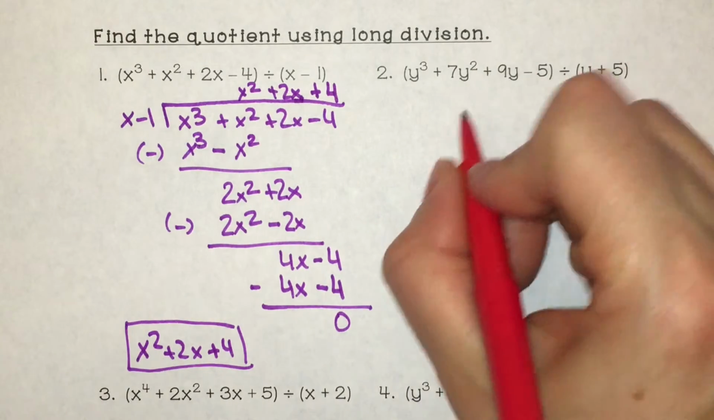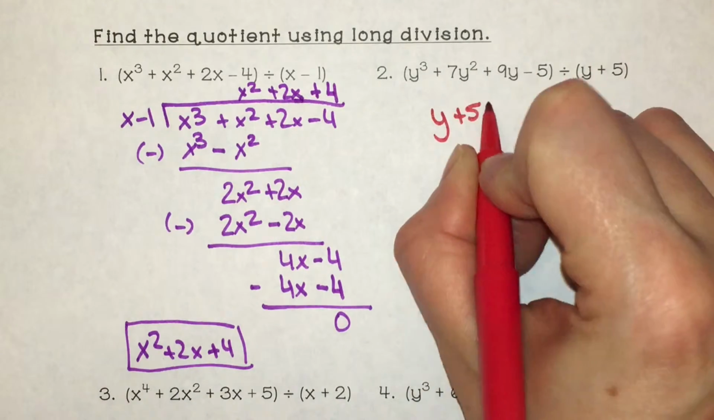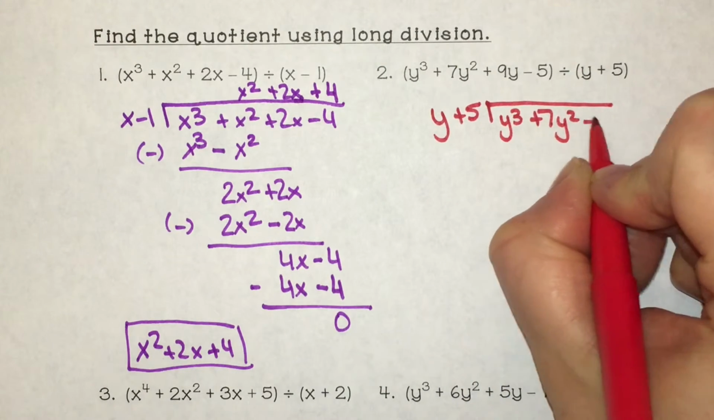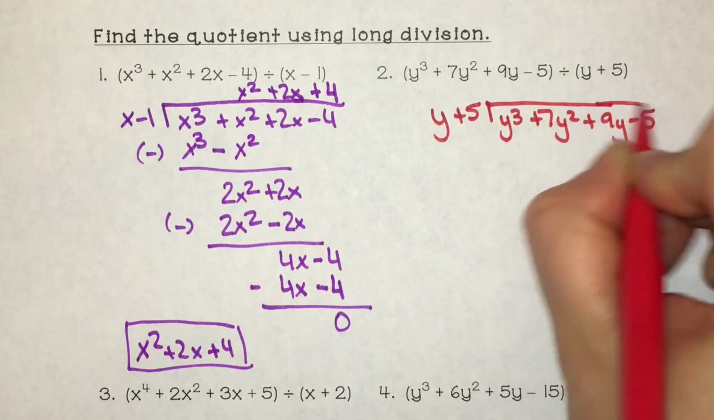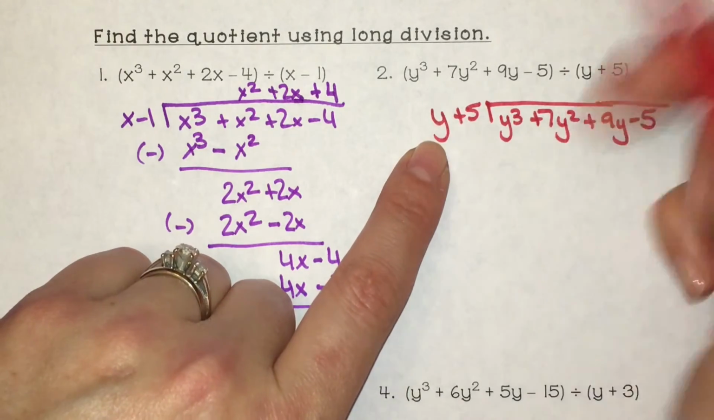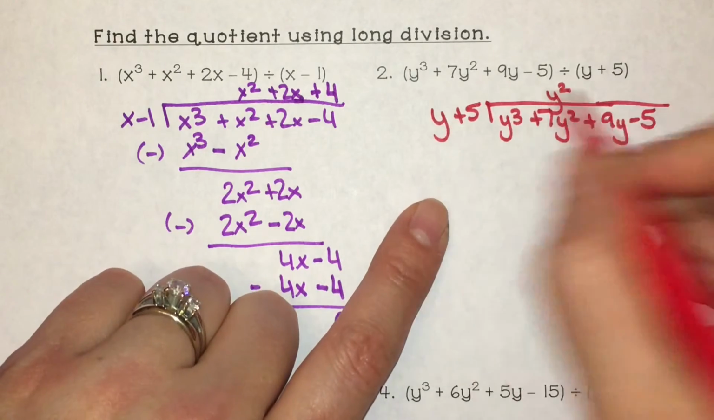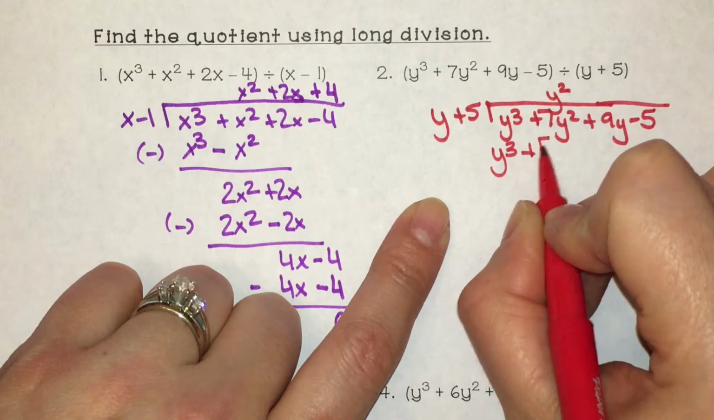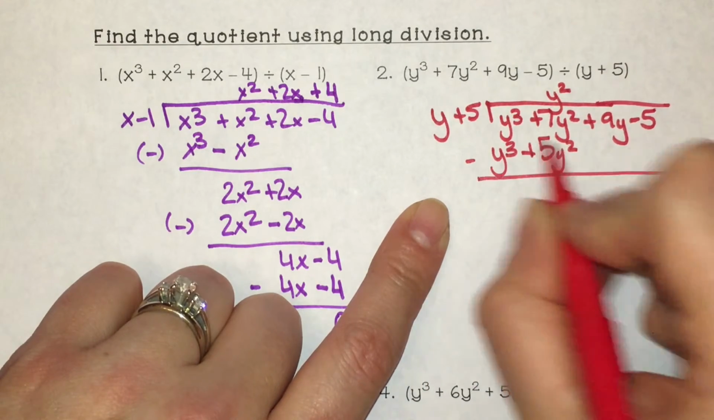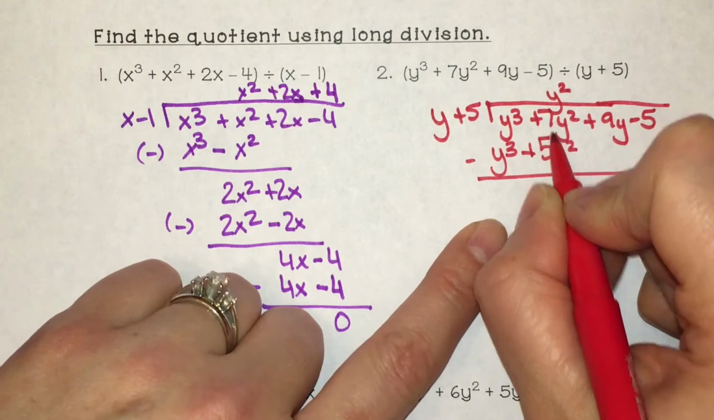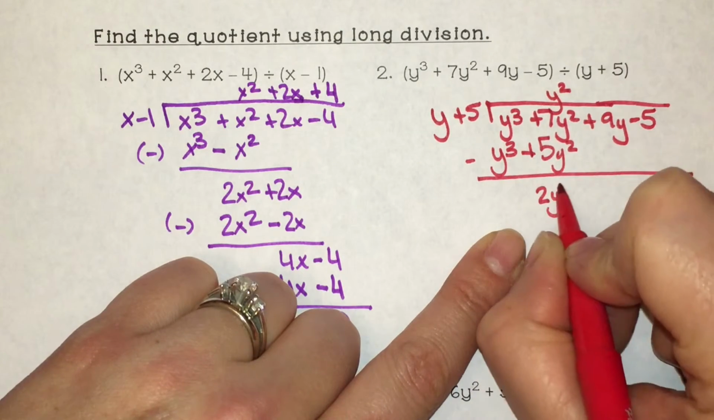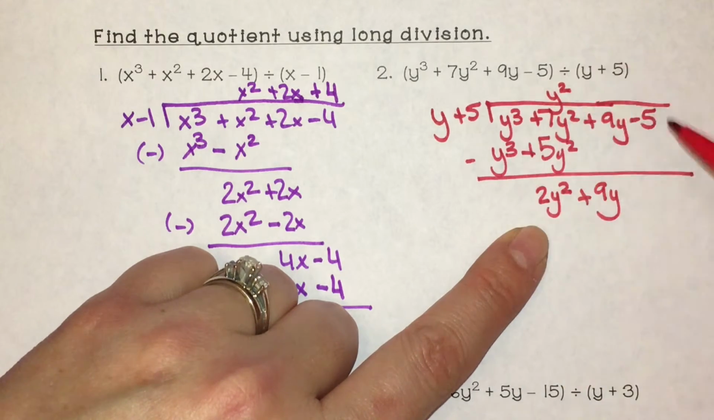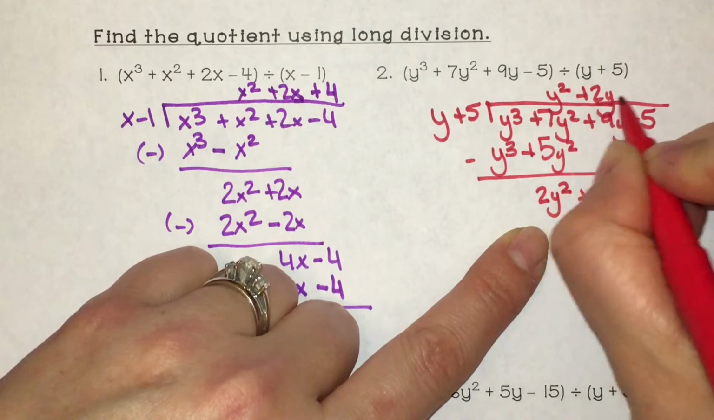All right. Here we have y plus 5 on the outside. Underneath is y cubed plus 7y squared plus 9y minus 5. All right, to get y cubed, we're going to multiply y by y squared. y squared times y is y cubed. y squared times 5 is plus 5y squared. We're going to subtract. We get 0. And 7y squared minus 5y squared is 2y squared. Bring down the plus 9y. To get 2y squared, we would multiply y by positive 2y.